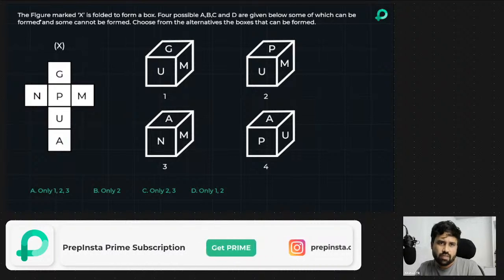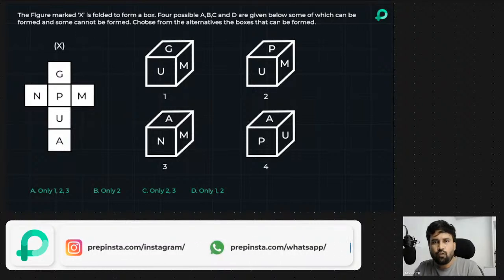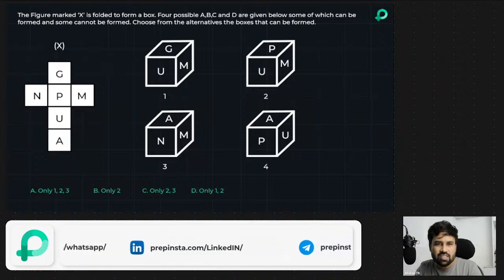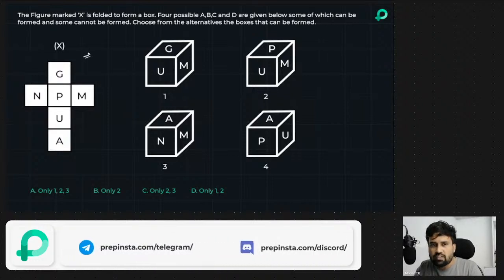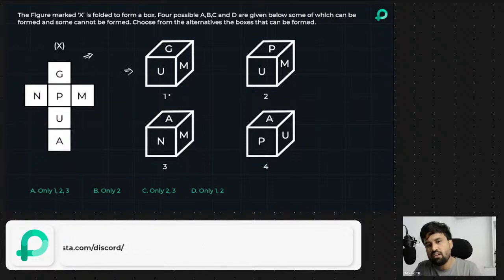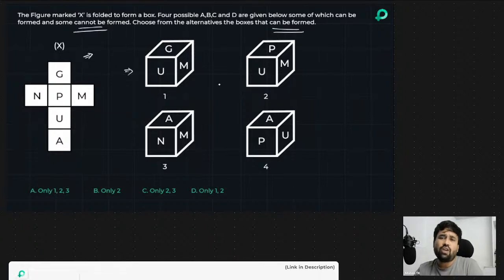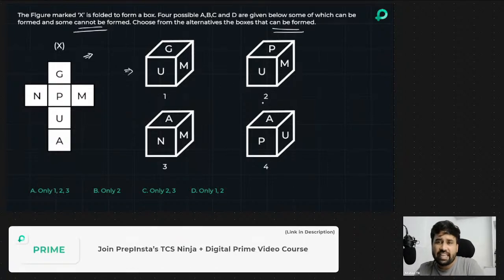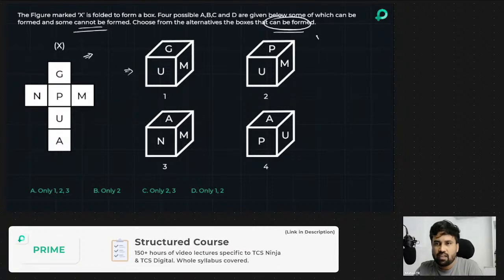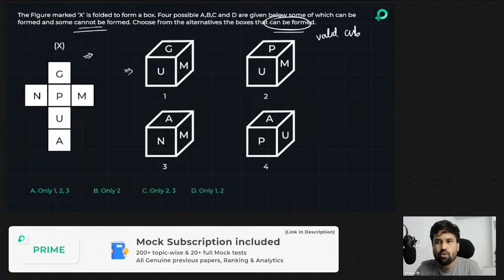And here is the question: the figure marked X is folded to form a box. So this is a 2-dimensional figure, and they are folding it into a 3-dimensional figure, which is called the isometric view. Four possibles A, B, C, D are given below, some of which can be formed and some cannot be formed. Choose from the alternatives the boxes that can be formed. So you have to find which option is a valid cube.